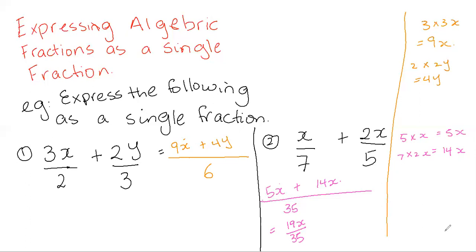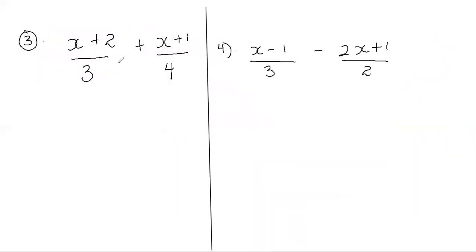Okay. So moving on now, I'm going to do another example. This is looking a little bigger, but it's the same concept we're going to use. So we're going to take it step by step again. Okay, so the first thing we're going to do is we need to find the LCM. So we have 3 and we have 4. The LCM of 3 and 4 is 12.